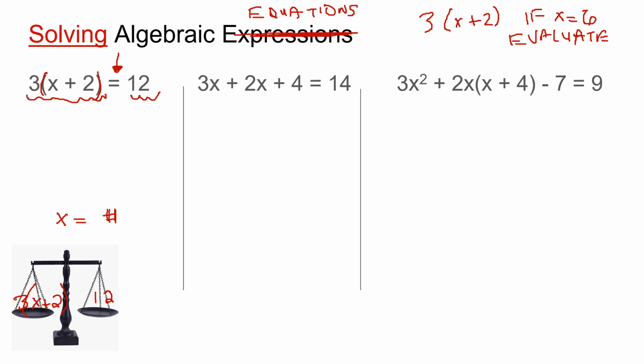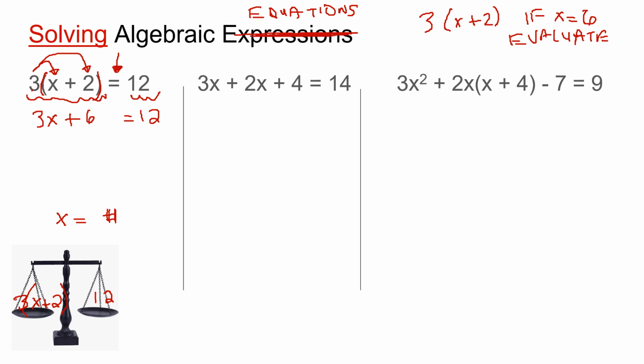Like before, we can't put the x and the 2 together, so I need to distribute here. 3 times x would be 3x, and 3 times 2 would be 6. And there's a 12. Now, the only real trick to this is you can do anything that you want as long as you do it to both sides.